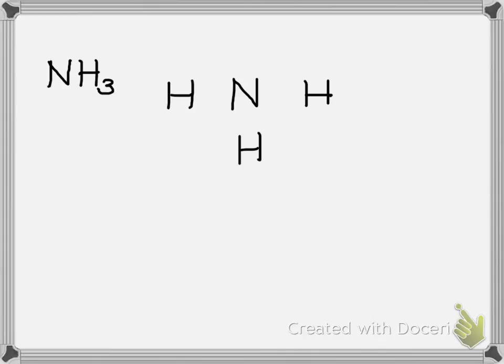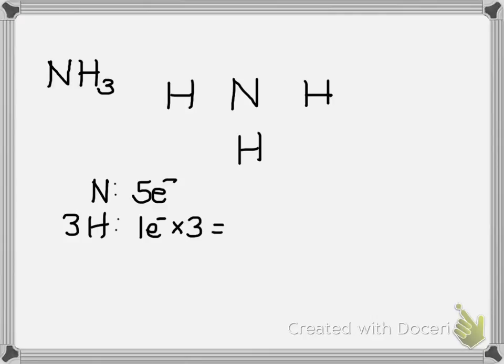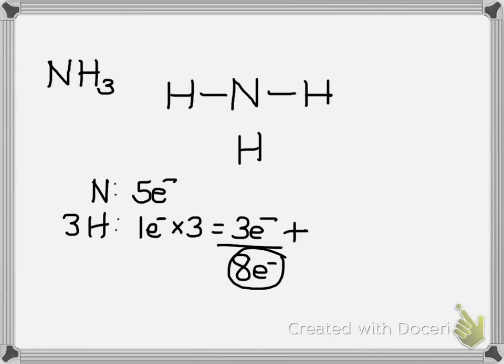So the second step is you add up all the valence electrons. Nitrogen has 5 valence electrons because it's in group 5A. I have 3 hydrogens. Each hydrogen has 1 electron, but times 3, that gives me 3 electrons from the hydrogens. So if I add a 5 and a 3, again I have 8, and that's just a coincidence of the 2 problems I picked. So the third step is you add single bonds to attach the atoms.